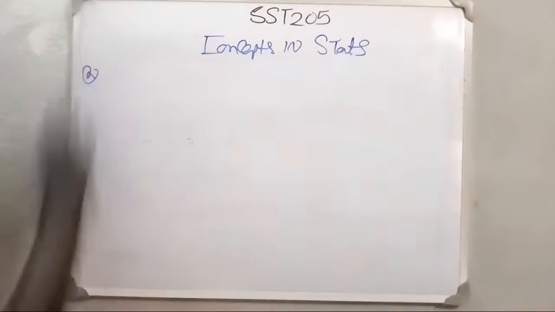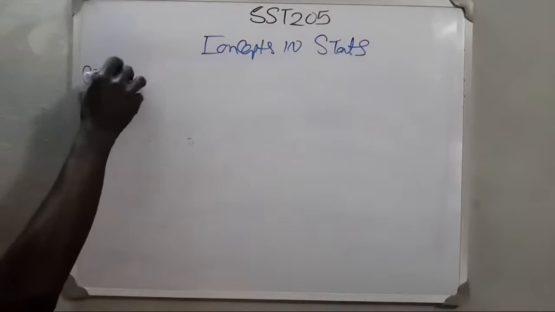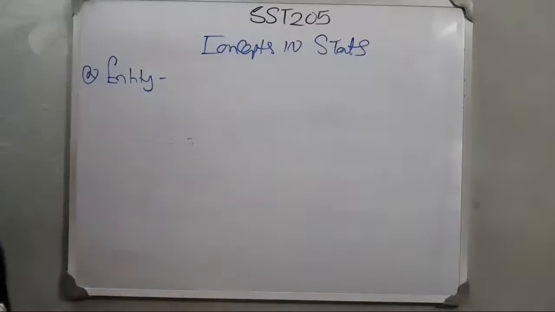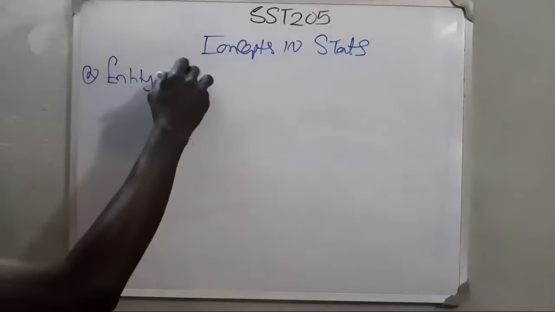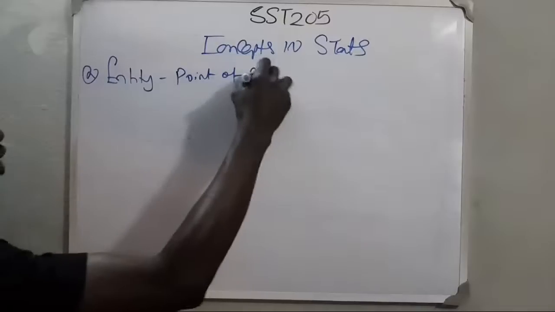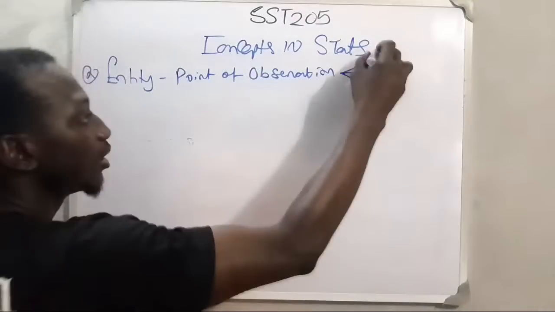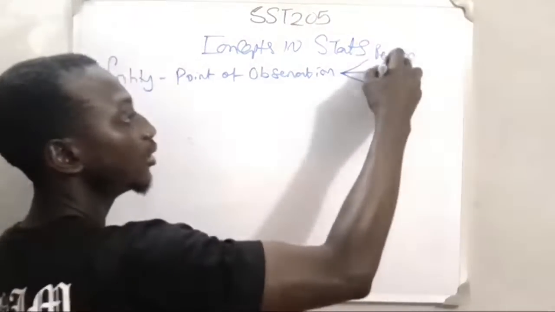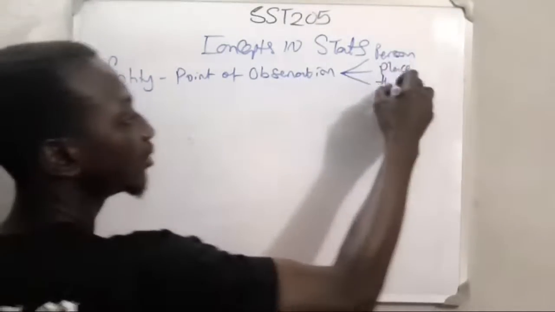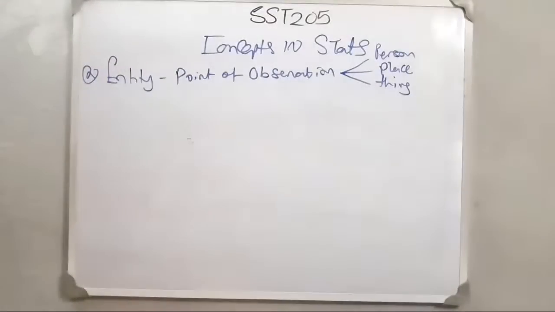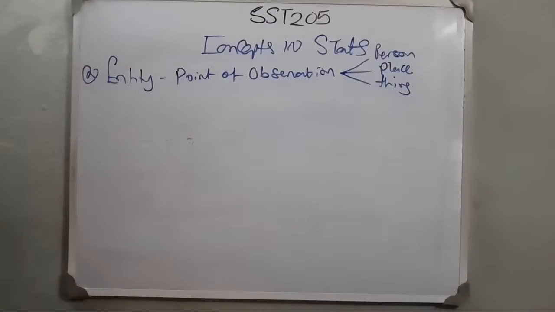All right, we have what we call entity. Now, when we say entity in statistics, what are we talking about? Entity may be a person, a place, or a thing which makes observation. It is the point of observation. This may be a person or a place.